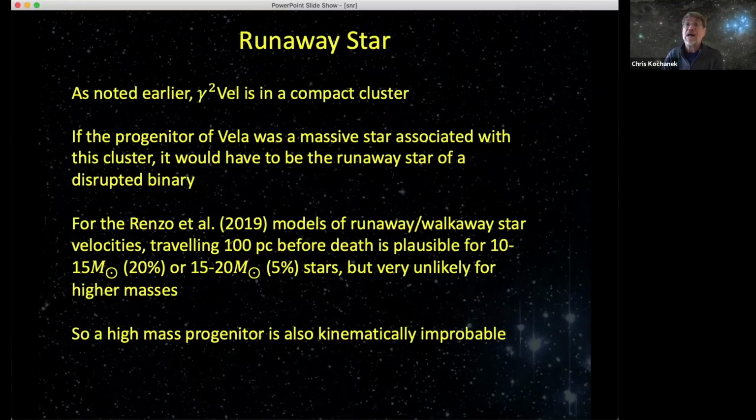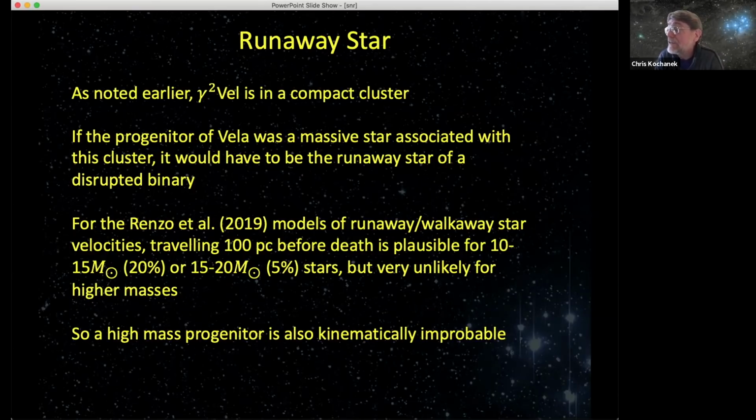There's another reason why the high mass solutions for Vela are disfavored. If you remember, I told you that Gamma2 was actually in a compact cluster. And so to make Vela associated with Gamma2, it has to have gone flying away from that cluster, which is a distance of 100 parsecs. And so it has to be a runaway star from a disrupted binary if you want to associate it with the star formation leading to Gamma2 Vel.